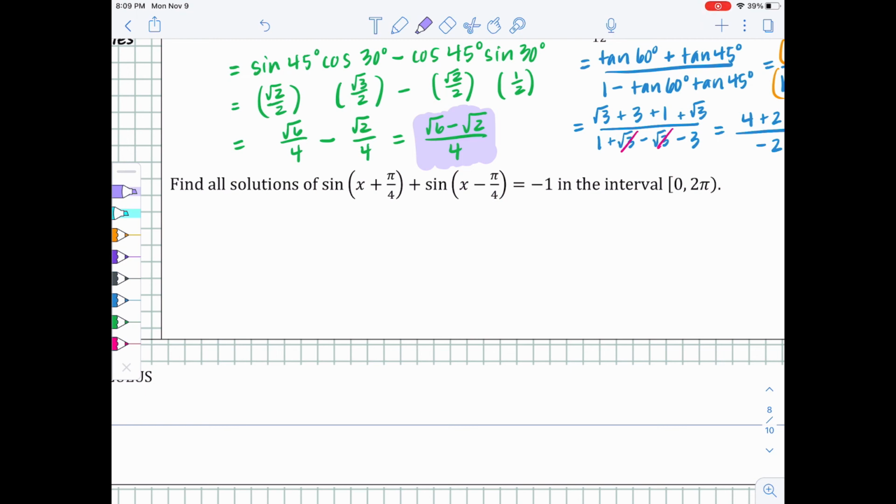Our last example wants us to solve the equation that's listed, and when I look at that, I see that I have two sine expressions that use addition or subtraction formulas. So I'm going to use my addition and subtraction formulas to expand it, because remember, I'm not allowed to distribute that sine over top of addition.